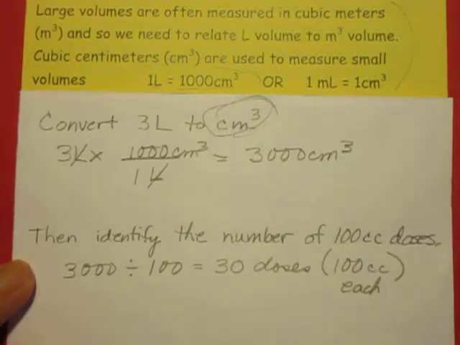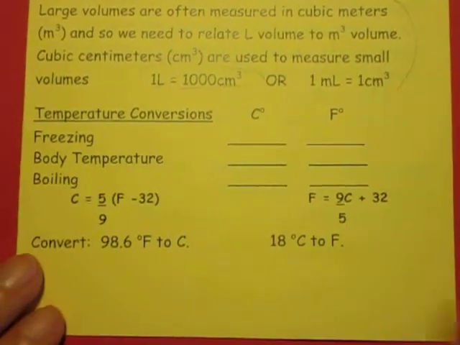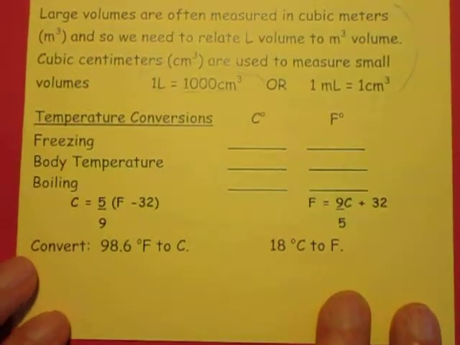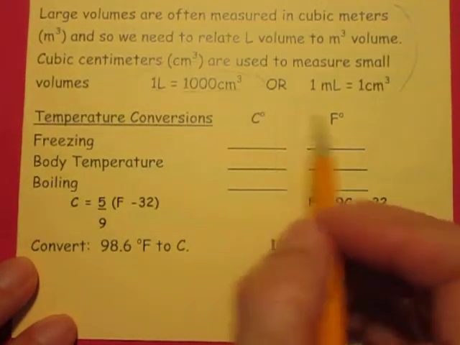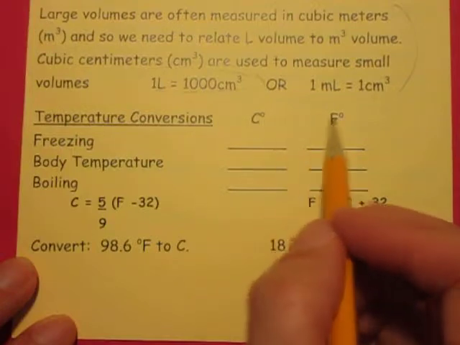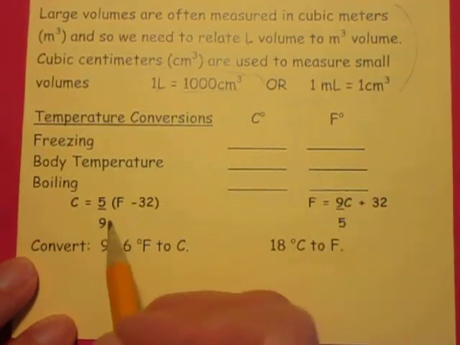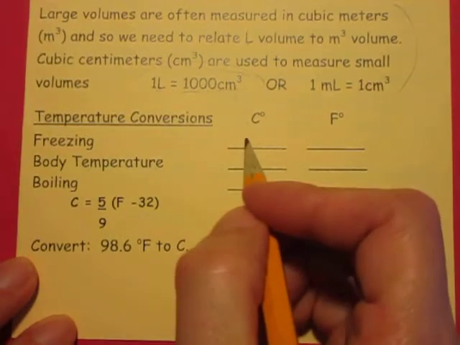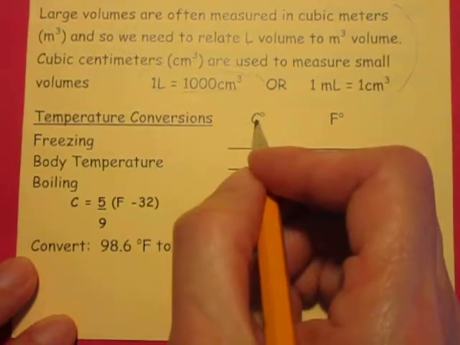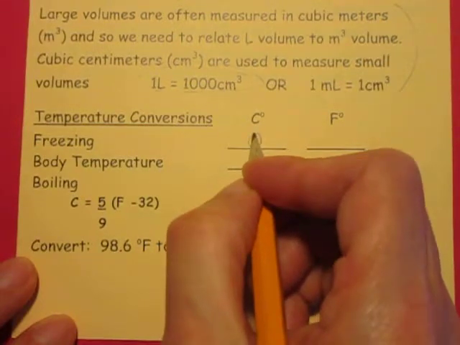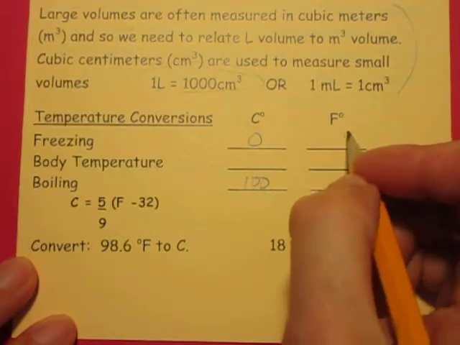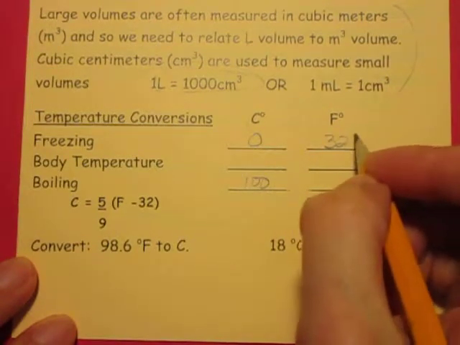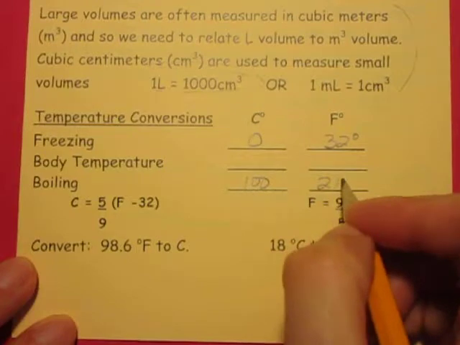or cc's. Okay, the last thing that we need to do in this video is make some conversions between temperature. I think some of us are getting better at converting between Celsius degrees and Fahrenheit degrees. We have these 2 formulas that we're going to use. Some of these things I know many of us know, that in Celsius, freezing is 0 and boiling is 100 degrees, whereas in Fahrenheit, freezing is 32 degrees and boiling would be 212 degrees.